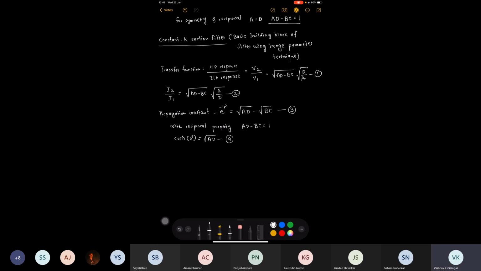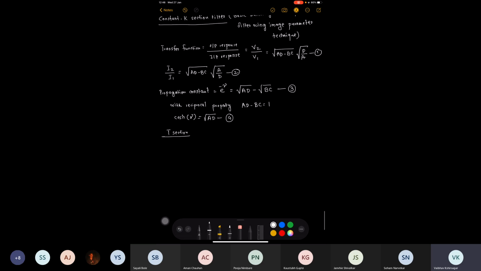So here I will write now how the T section is represented for constant K section filter. T section is one type of filter representation for the constant K. Okay. So here we need to start with a series element. Then we have a shunt element. And then again a series element. So this is a T-type configuration, right?